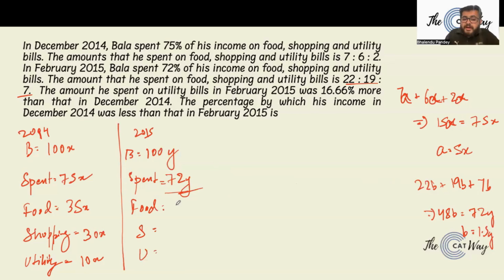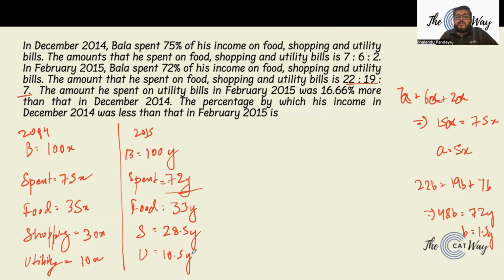So my food becomes 33y. Shopping becomes 19 plus 50% of that, that is 9.5, so 28.5y. And on utility, he spent 7b, that is 7 into 1.5, that is 10.5y. Correct? So for both years, we now have how much was spent on food, shopping, and utility.